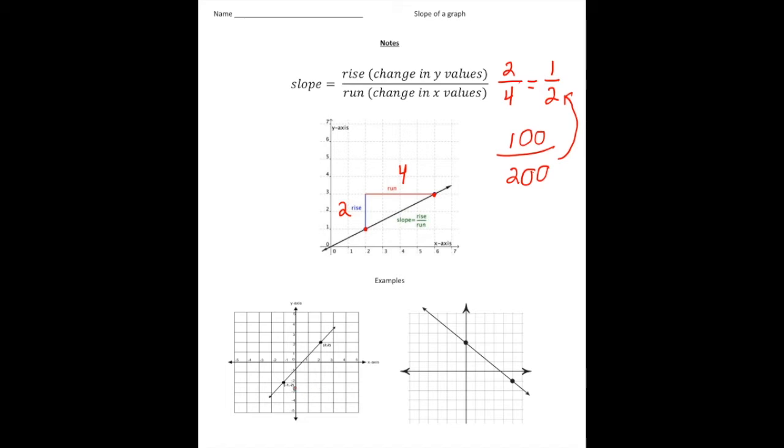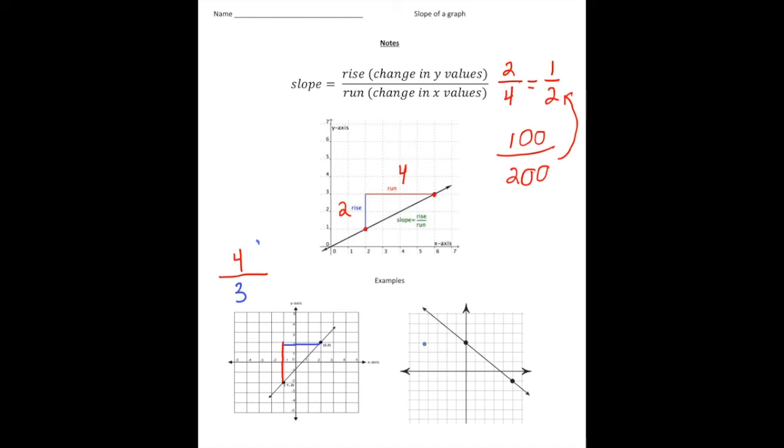All right, so let's try a couple of these here. Let's take a look at the first one. So here we have a linear graph. Let's figure out what the rise is. From here, we're going to go up, looks like 1, 2, 3, and 4. So from this point to this point, there's a rise of 4. And then the run, I'm going to use a different color, is going to be 1, 2, and 3. So the slope of this graph is 4/3.